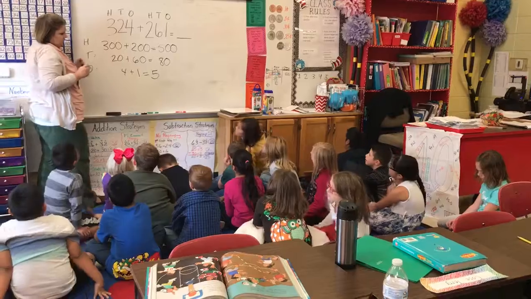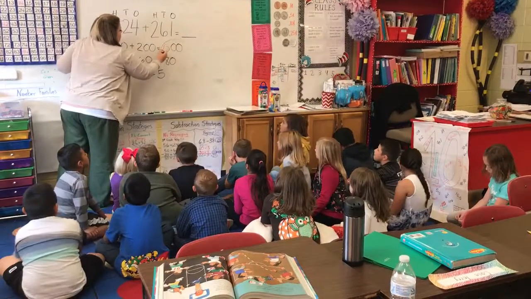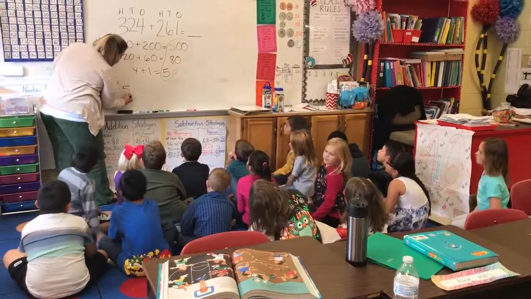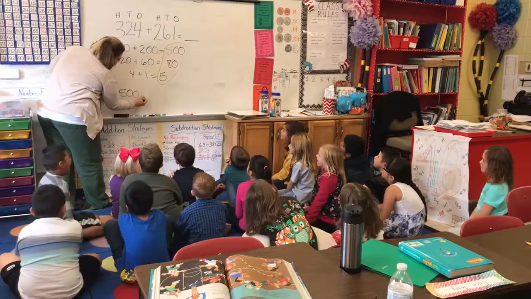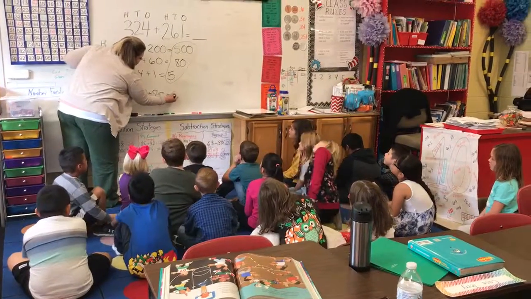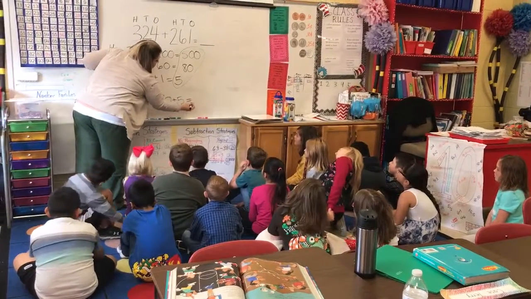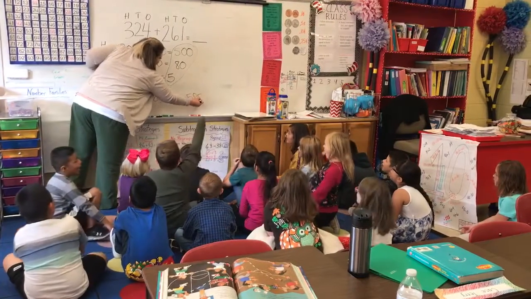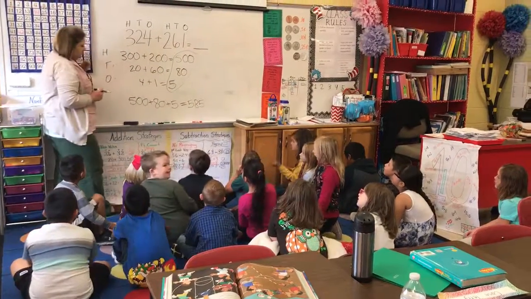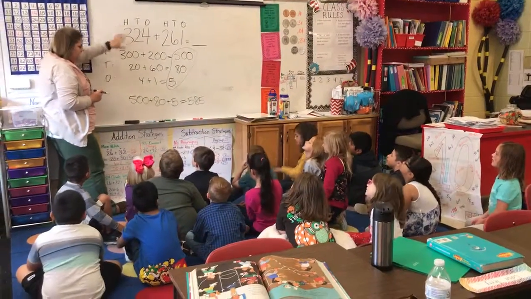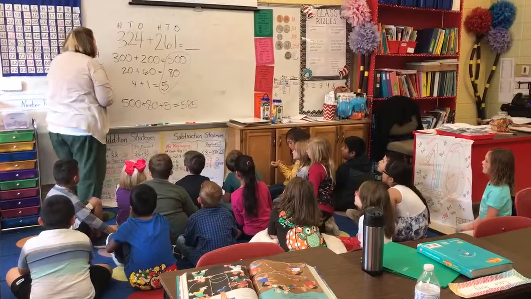Add the 585. Good, we're going to add all of those together. So we're going to do 500 plus 80 plus 5 equals 585. Good job, guys. Does everybody understand this? Yes. You understand? Okay. So we did it place value way.